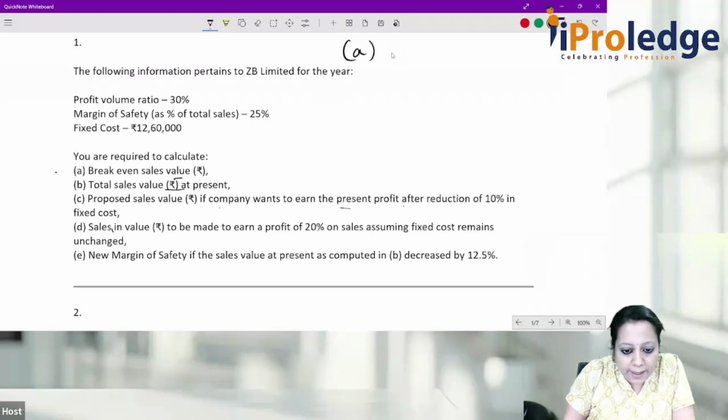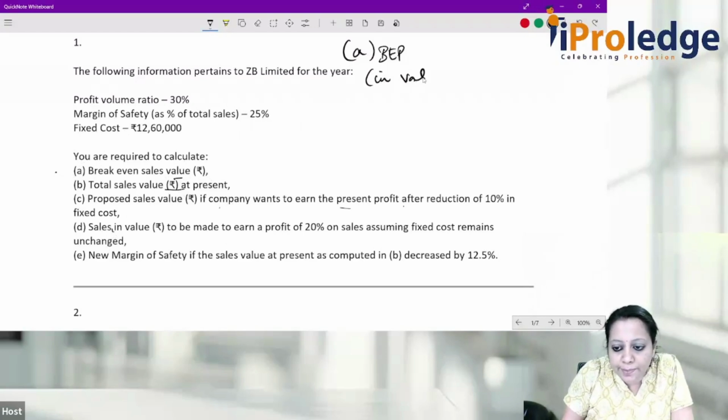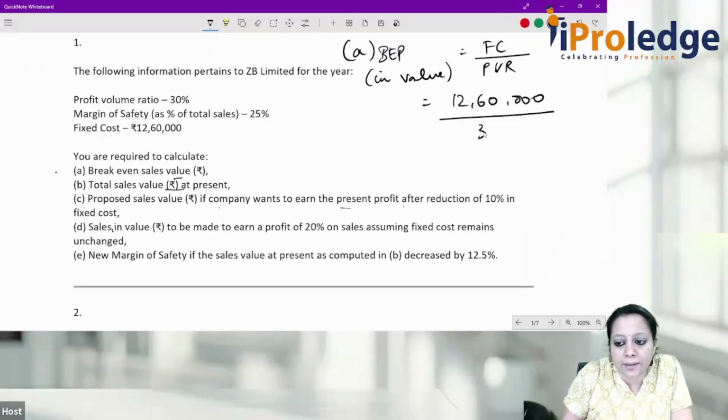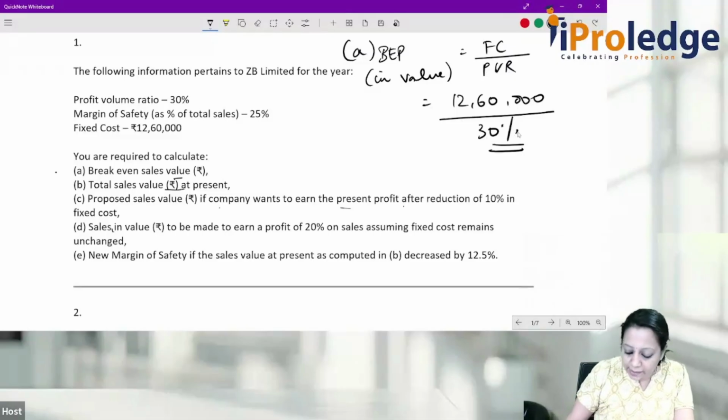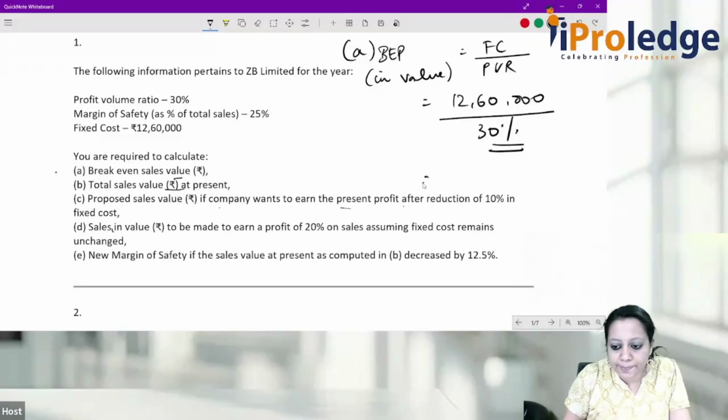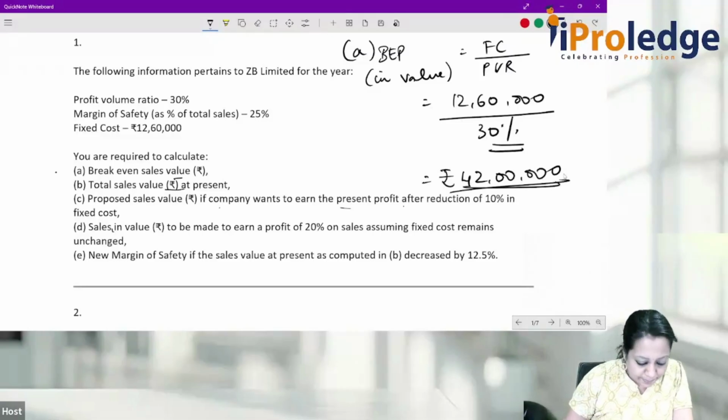Point number A. Break-even point in value is equal to fixed cost divided by PVR. Fixed cost is given to be 12,60,000. PVR is given to be 30%. Many students are missing this percentage. Please double underline and take care of it. 42 lakhs. So please remember to write rupees 42 lakhs.